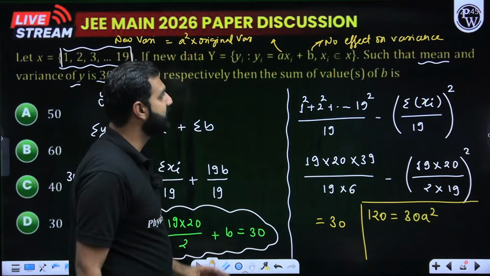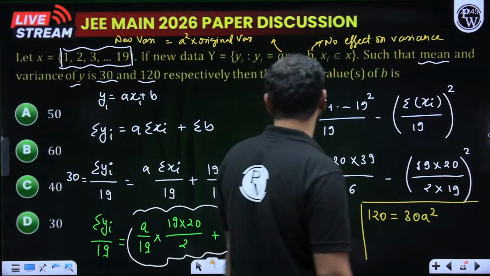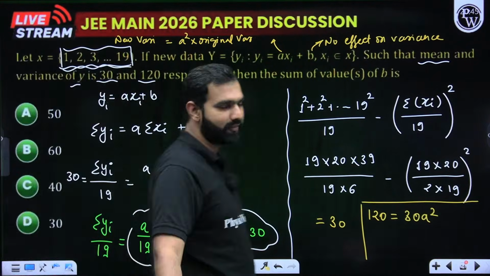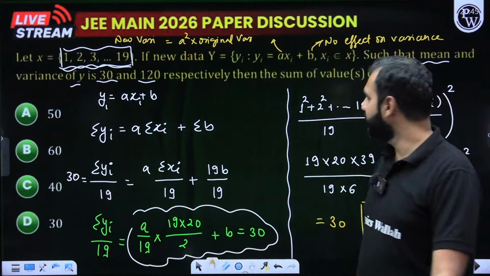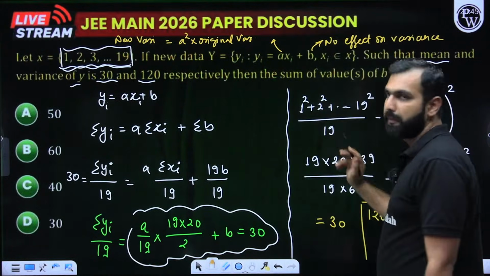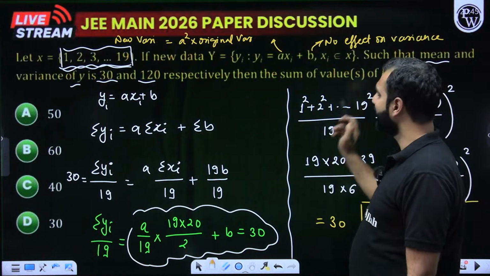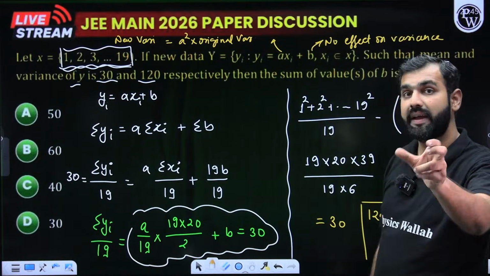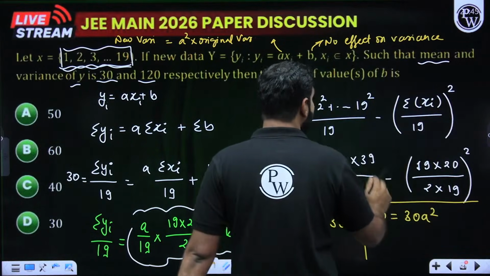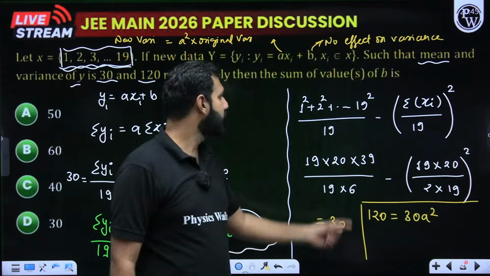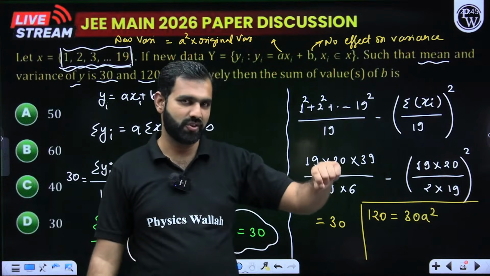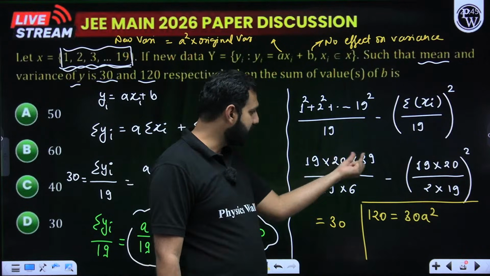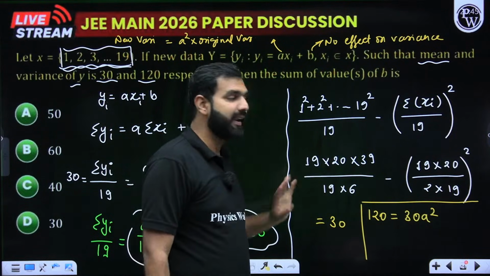The other data is, let's say I figure out the variance of this data. How do I figure out the variance of this data? The variance is given by summation x square by n. So 1 square plus 2 square plus 3 square until 19 square by 19, minus summation x by n whole square. So here the sum of squares of the first n natural numbers is given by n into n plus 1 into 2n plus 1 by 6. So that is 19, 20, 39 by 6 divided by 19.